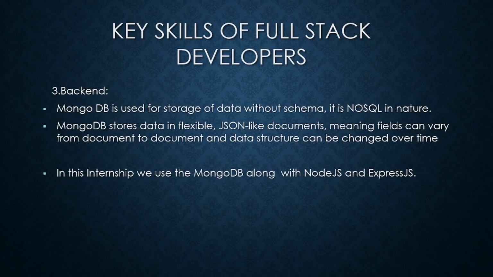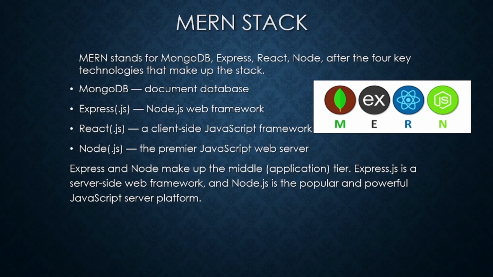Next, the backend. Here, MongoDB is used for storage of data without schema, and it is NoSQL in nature. MongoDB stores data in flexible JSON-like documents, meaning fields can vary from document to document and data structure can be changed over time. In this internship, we use MongoDB along with Node.js and Express.js.